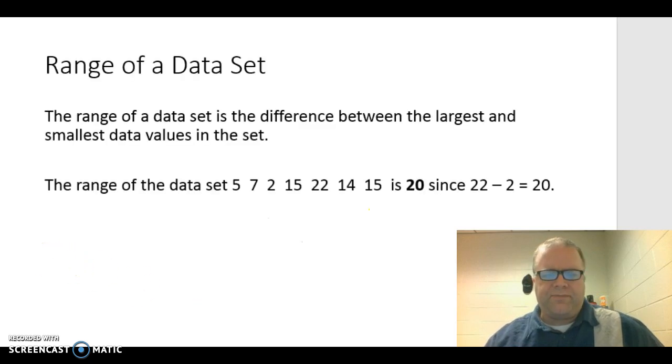So let's get started. Alright, let's first talk a little bit about the range of a data set. That's really the difference between the smallest and largest data values, and I can find that by taking the largest value from a set of values, which in this case would be 22, and subtracting the smallest value, which is 2. So my range would be 20.